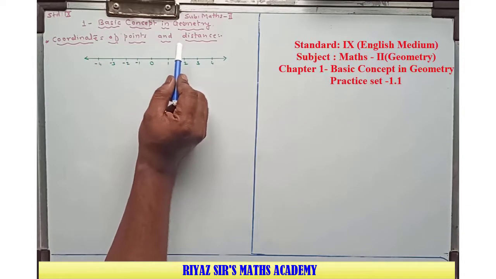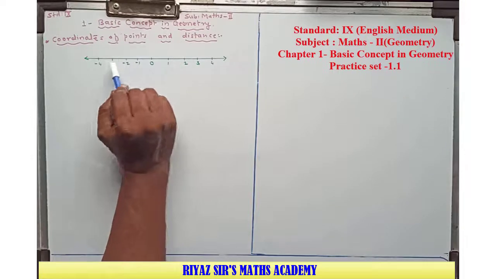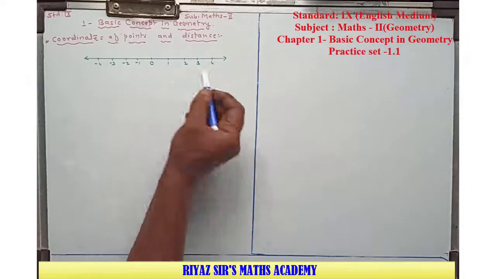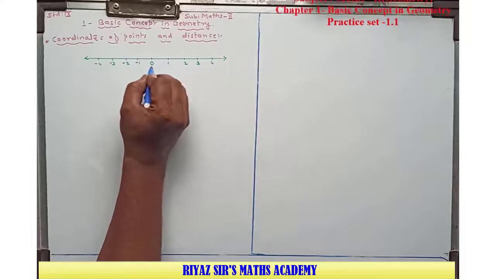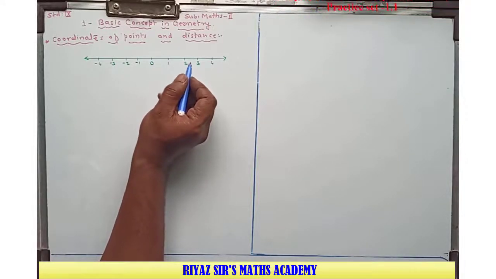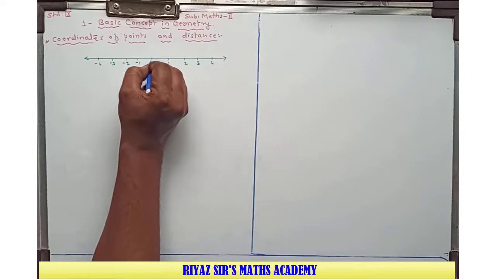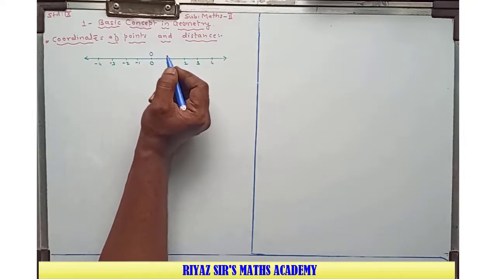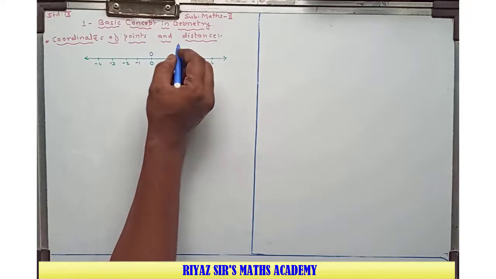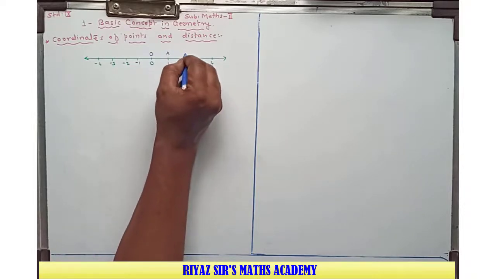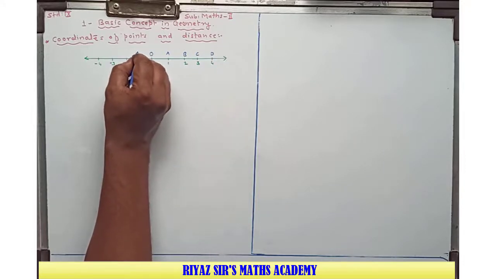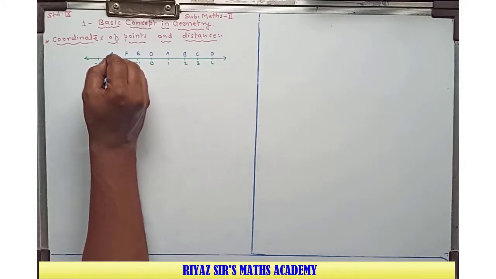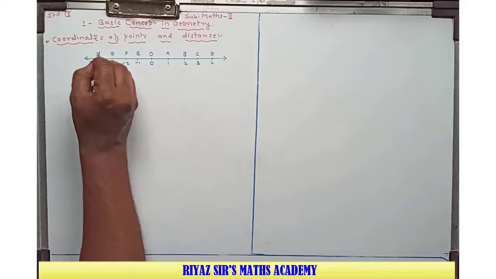That is the first point. To understand this, consider this number line. We know this real number line. Here we took some points 0, 1, 2, 3, 4. We give them names. For 0 we give the name O. Here I take A, here B, here C, here D, then E, F, G and H.